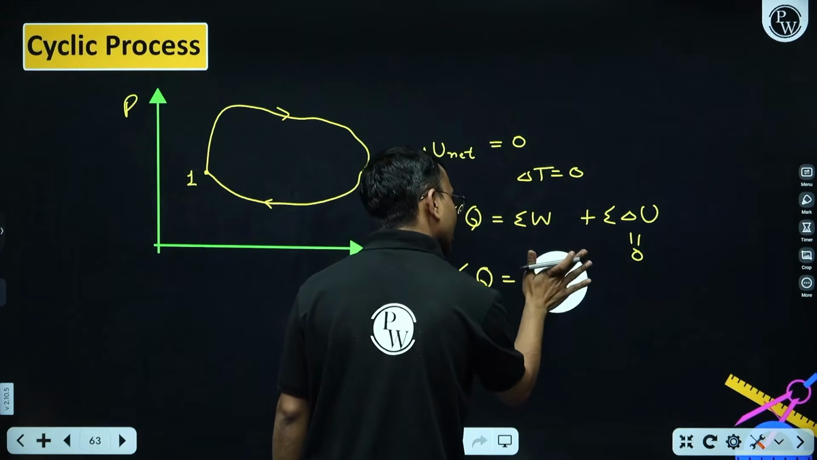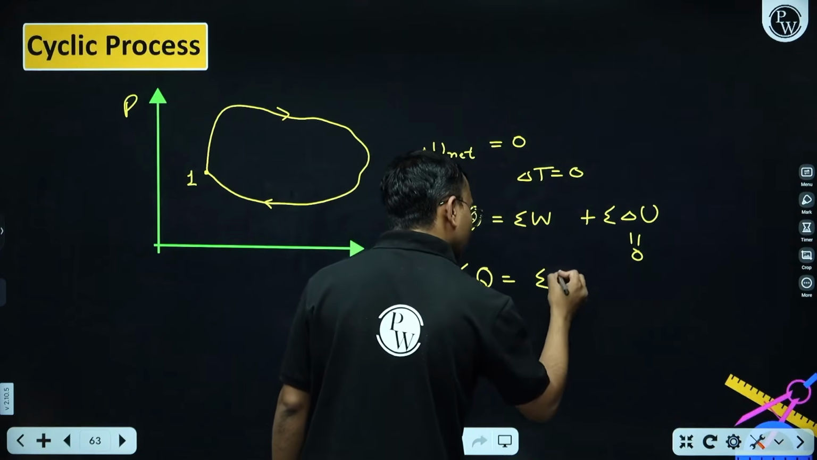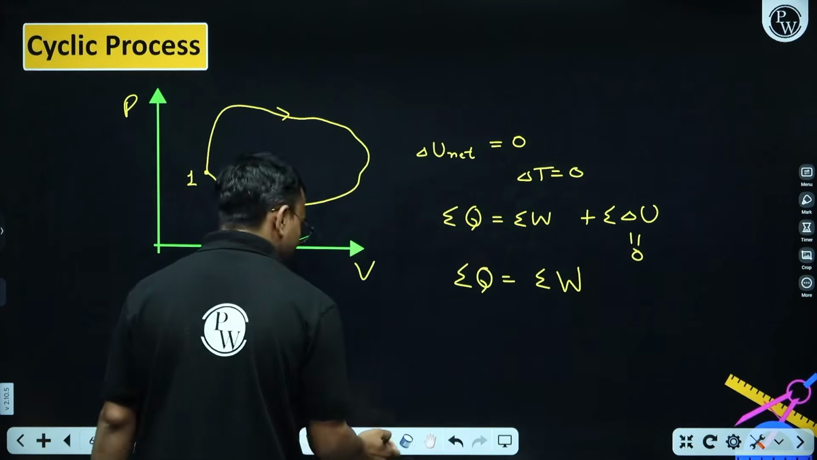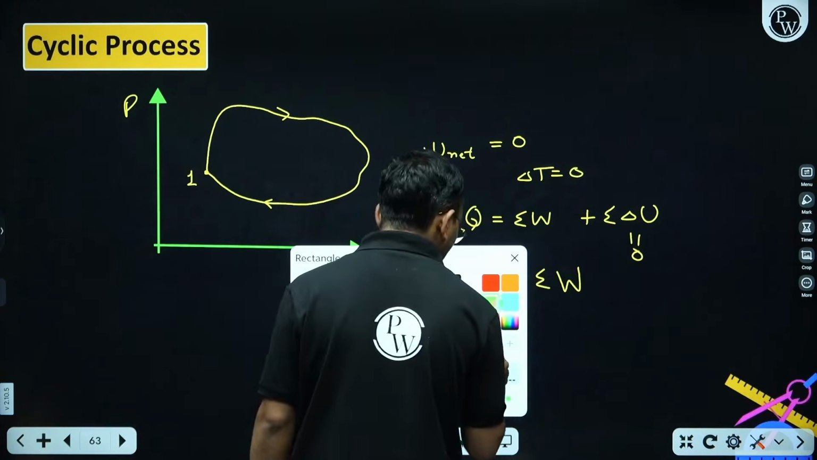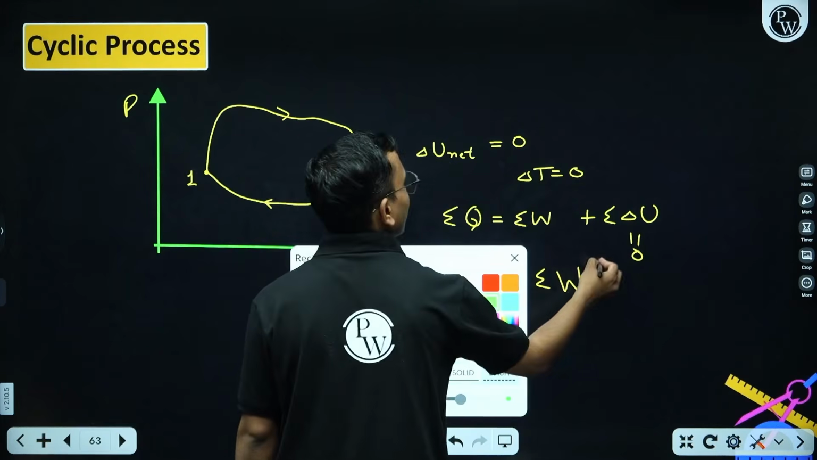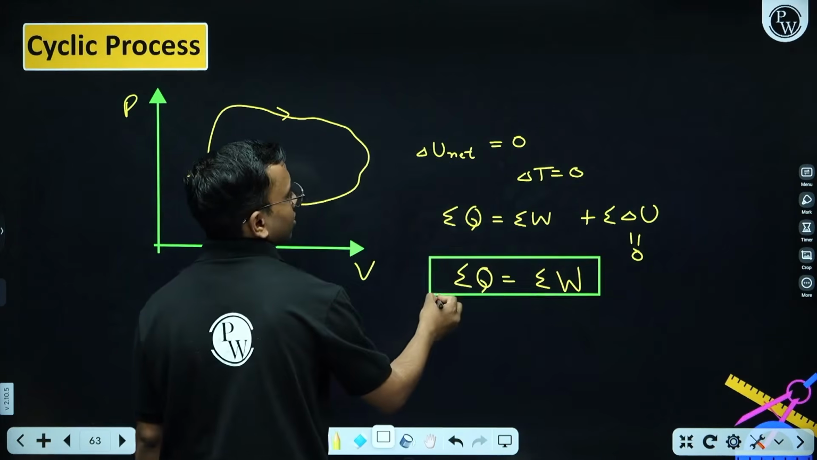Q net means in some part it will be absorbing heat, in some part it will be releasing heat, but the total heat exchanged is equal to the total work done in the process.